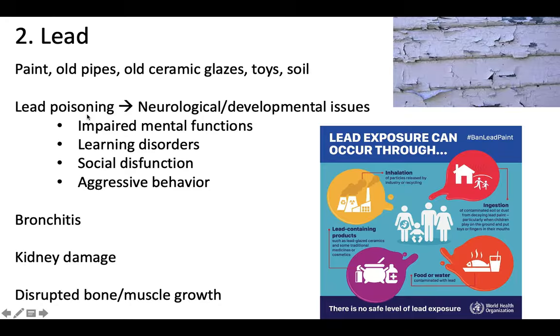And lead poisoning, exposure to lead, can lead to serious developmental and neurological issues, impaired mental functions, learning disorders, dramatically lowered IQ, social dysfunction, aggressive behavior. It can lead to bronchitis, kidney damage. It can disrupt your bone and muscle growth. So it's really, really, really bad news, especially for children who are going through stages of physiological but also mental and adolescent development.